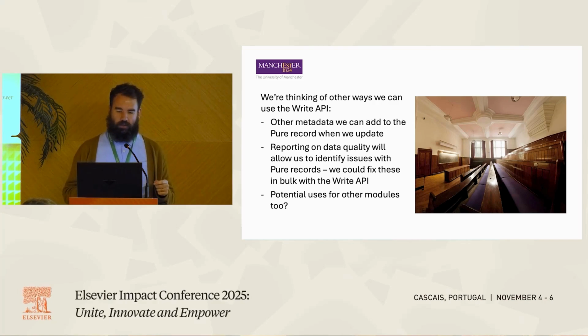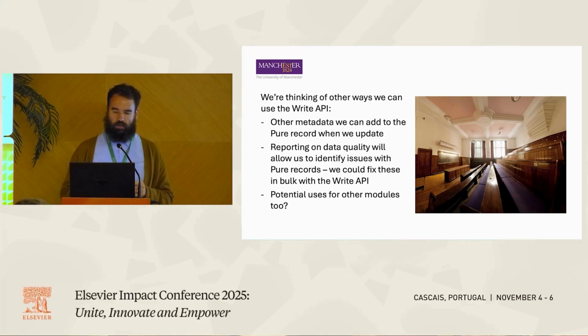So, just to finish off our presentation today, I thought I'd do a little bit of future speculation about what else we can do with the write API. Some of the talks we've heard already this morning have made me think about other metadata that we could potentially add to the Pure record when we update. We've been fairly limited in the fields that we update automatically, but once we're comfortable with what we're bringing in from CrossRef, we can maybe start to add other bibliographic metadata that might be missing.